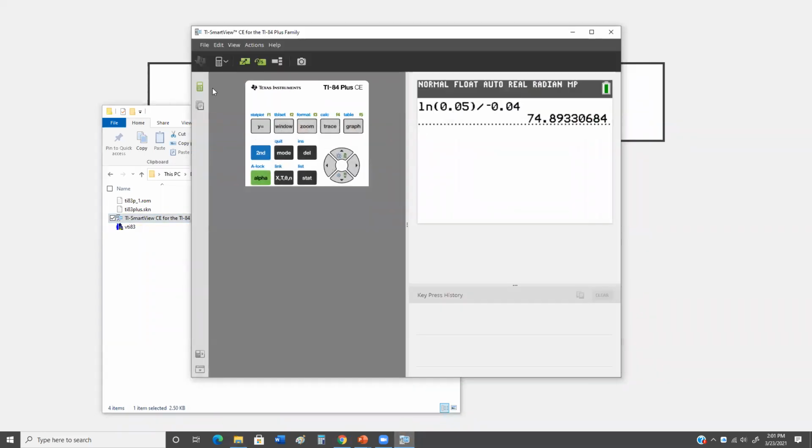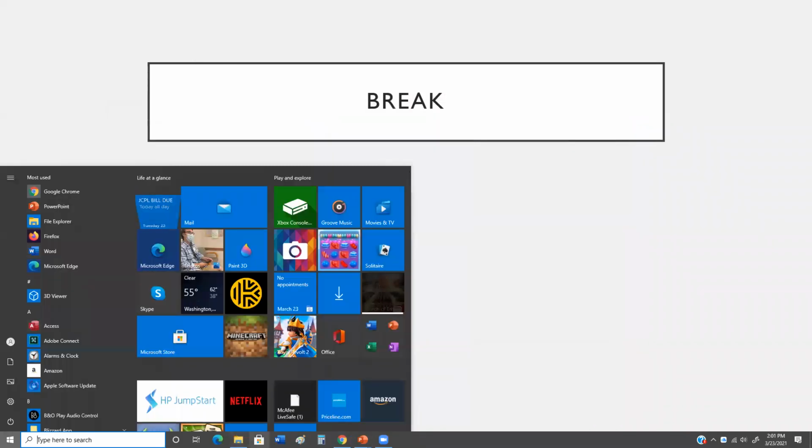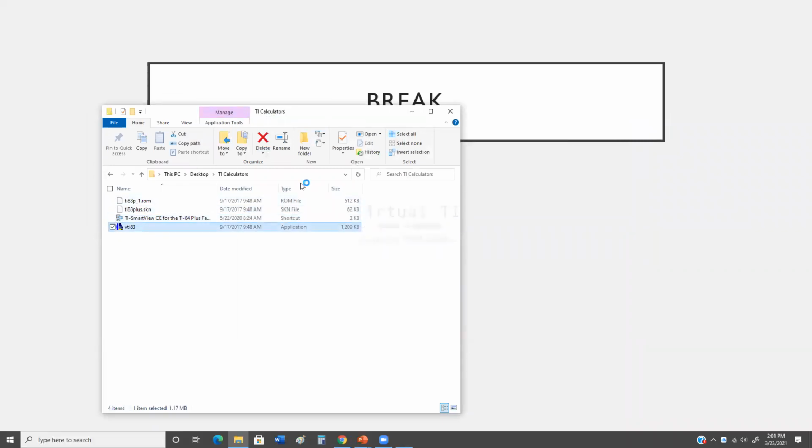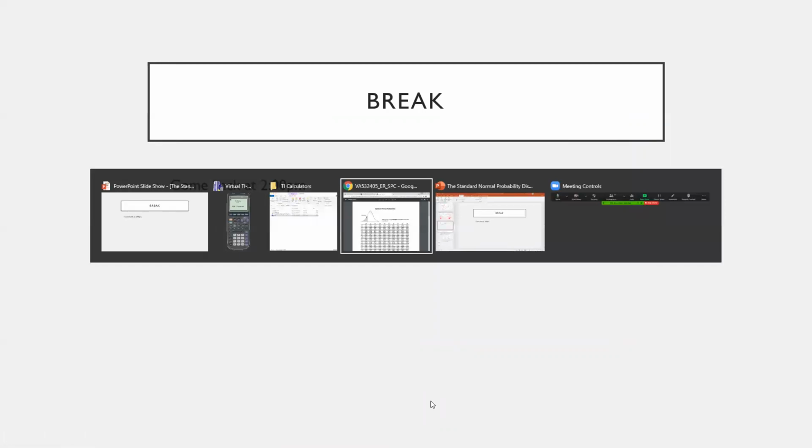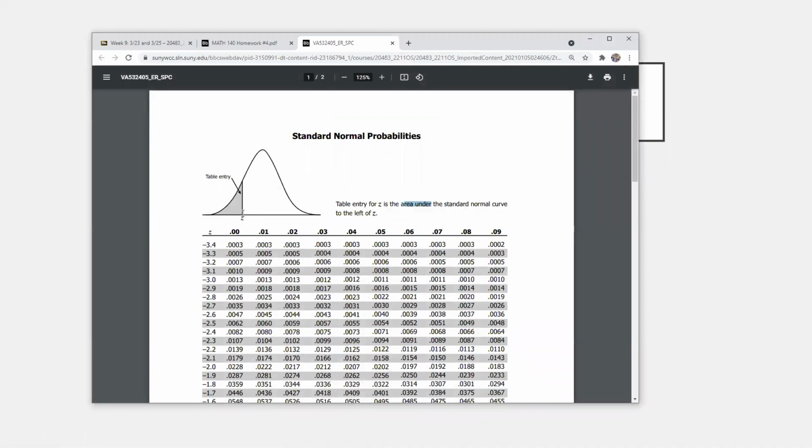I can't stress this enough. The table gives the total area to the left of any Z-score. So when you find a Z-score, the table will tell you all the area under the curve to the left of that specific Z-score.